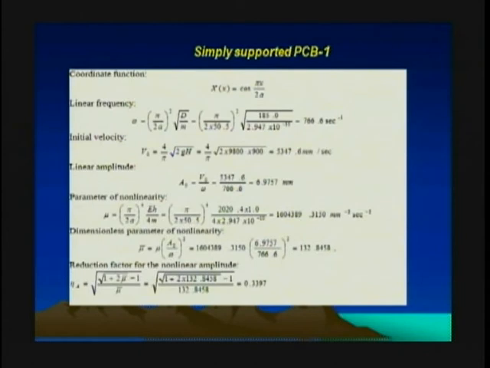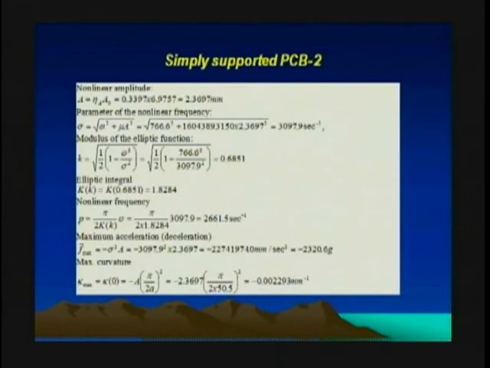In other words, the nonlinear amplitude is only about 1/3 of the linear amplitude. So the nonlinear amplitude is 2.37. The parameter of the nonlinear frequency, we did it several times, is 3097. The modulus of the elliptic function we calculated. Let me tell you this: for linear vibration, this modulus would be 0, right? Because in this case, the parameter of the nonlinear amplitude, sigma, and the parameter of nonlinear frequency, sigma, and the nonlinear frequency itself, p, and the omega would be equal. In this case, k would be 0.